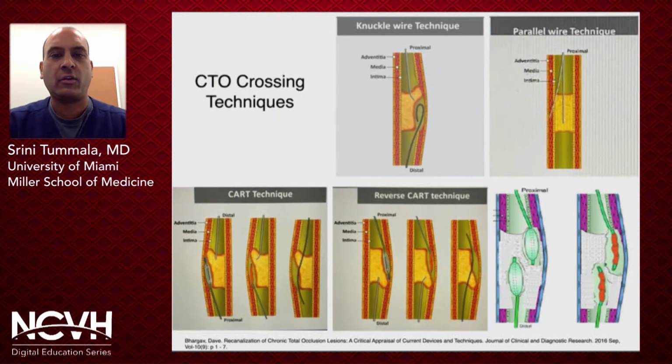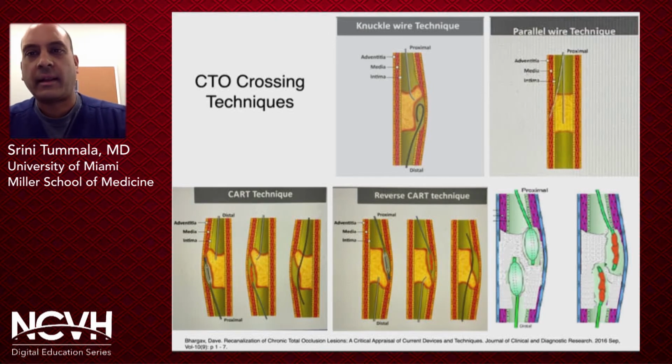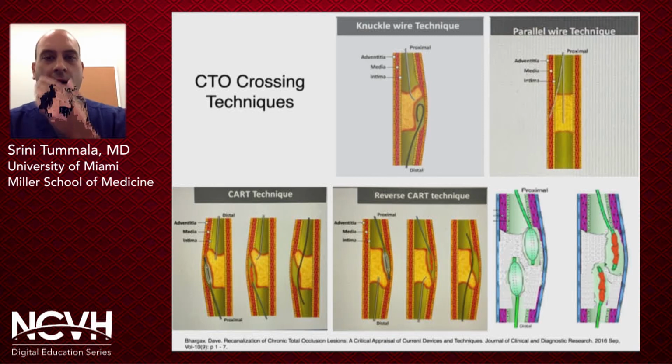So what are the various CTO crossing techniques that we have? Well, these are well described in the cardiology literature, and that's where a lot of them originated. There's the knuckle wire technique, the parallel wire technique, obviously CART and reverse CART, and then the double balloon technique. On this slide, I'm going to talk about the parallel wire technique.